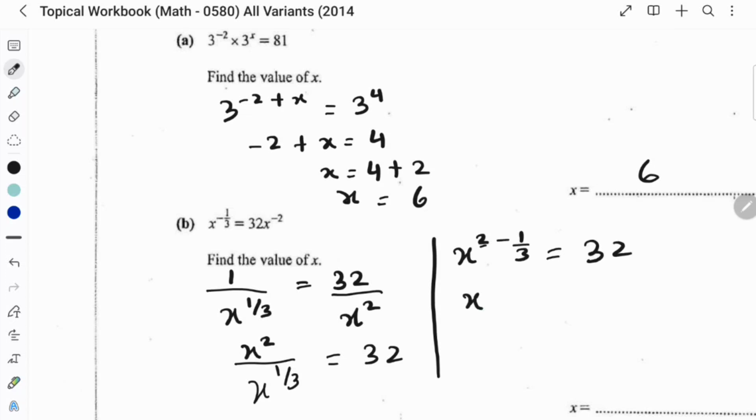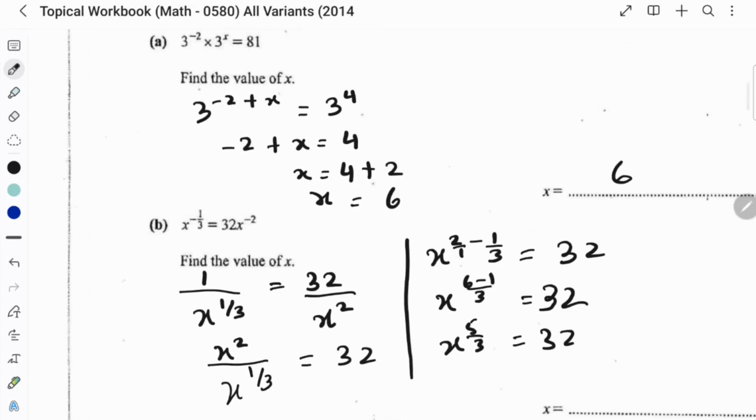Now we'll take the LCM, because we'll have to combine it. So 2 upon 1 minus 1 over 3. Multiply 3 to both numerator and denominator, that will become 6 over 3 minus 1 over 3. So 6 minus 1 upon 3 is equal to 32, and then simplify this. This is x to the power 5 over 3 is equal to 32.